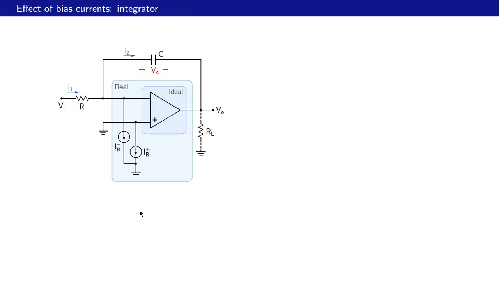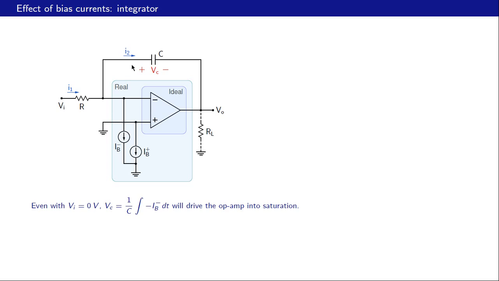Next, let us look at the integrator and see how it is affected by the bias currents. First, we replace the op amp with this model, which includes the bias currents. Let us look at the output voltage with the condition that Vi is 0. So this is 0 volts. Now this is an ideal op amp with V plus equal to 0. So therefore V minus is also equal to 0. Now this resistor has got this node at 0, this node also at 0. So therefore I1 would be 0.